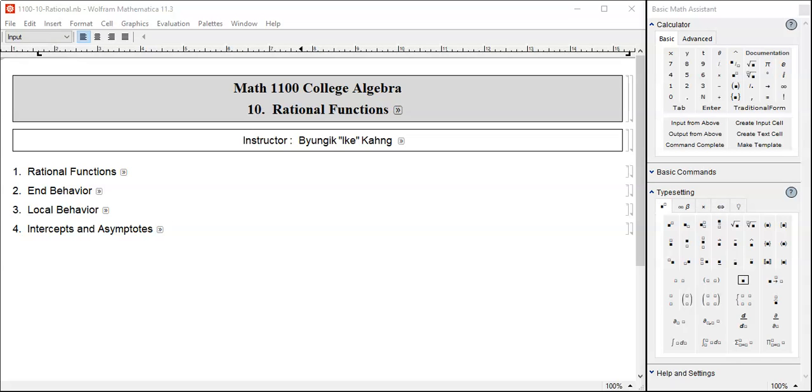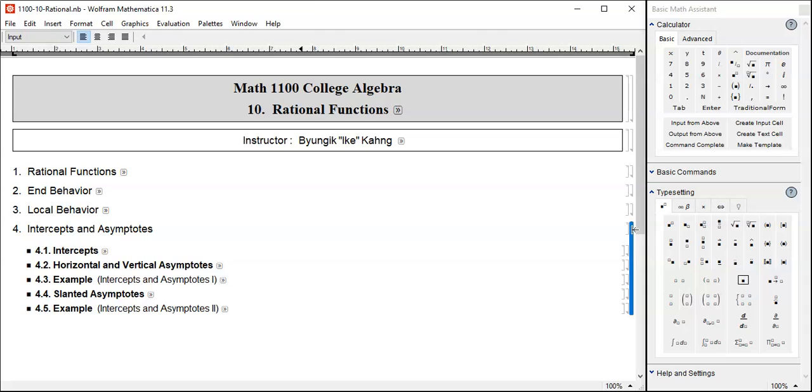Hello students, welcome back. Now let's go to section 4, intercepts and asymptotes. The first half of section 4 is going to be review of sections 2 and section 3, and some review from module 9 as well.